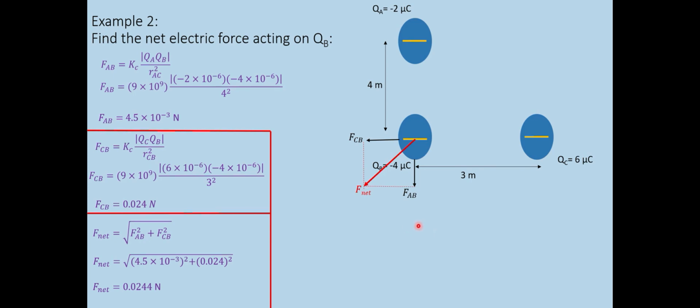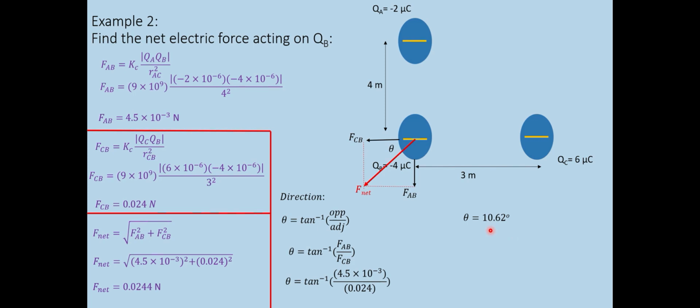Next step, to find the direction. The same way, theta equals tan inverse opposite over adjacent. I will consider this angle. I can't choose this one. I will comment on this at the end of this exercise. So the opposite to this angle is this side, this dashed line, which is the same as FAB. And the adjacent is FCB. We replace the values and we get the answer as 10.62 degrees.